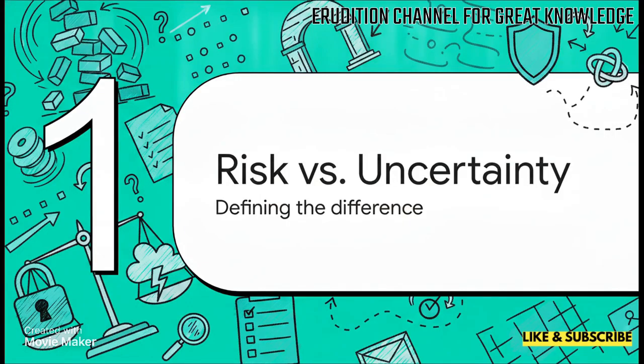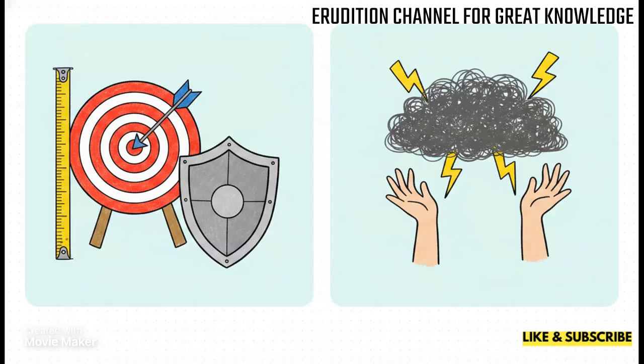All right, Section 1, Risk versus Uncertainty. In our day-to-day lives, we tend to use the words risk and uncertainty interchangeably. But in a business and auditing context, they are fundamentally different beasts. Risk refers to a situation where the potential outcomes are known, they can actually be measured and quantified through theoretical models, and crucially, risk can be minimized or controlled by taking precautions.